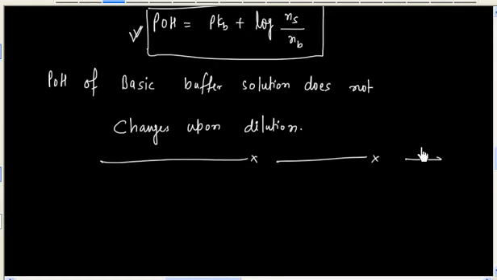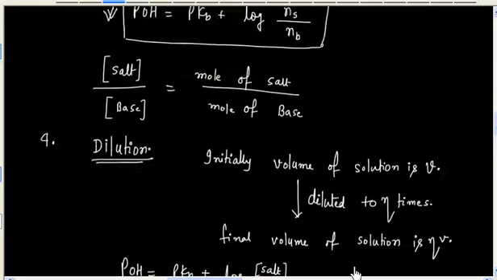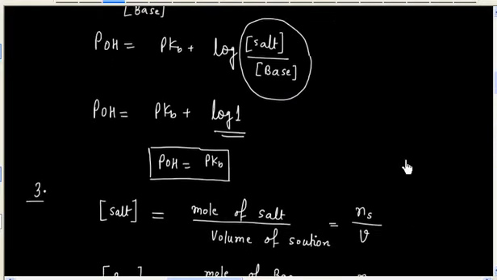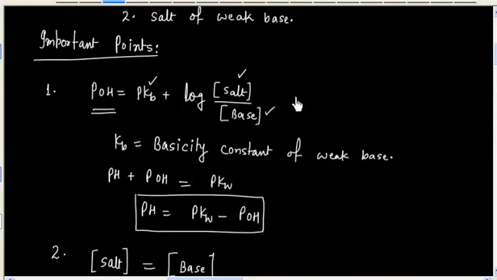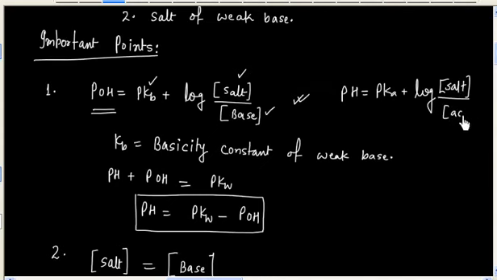So these are the properties of a basic buffer solution. You will have same properties for acidic buffer solution. Only thing is you will have this expression in terms of pH, that is pH is equals to pKa plus log of concentration of salt divided by concentration of acid, and everything will remain same, mathematics will remain same.